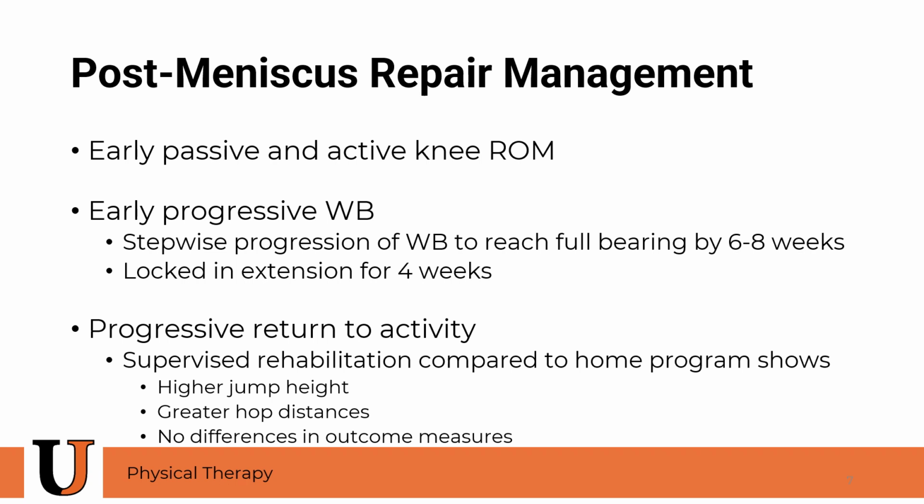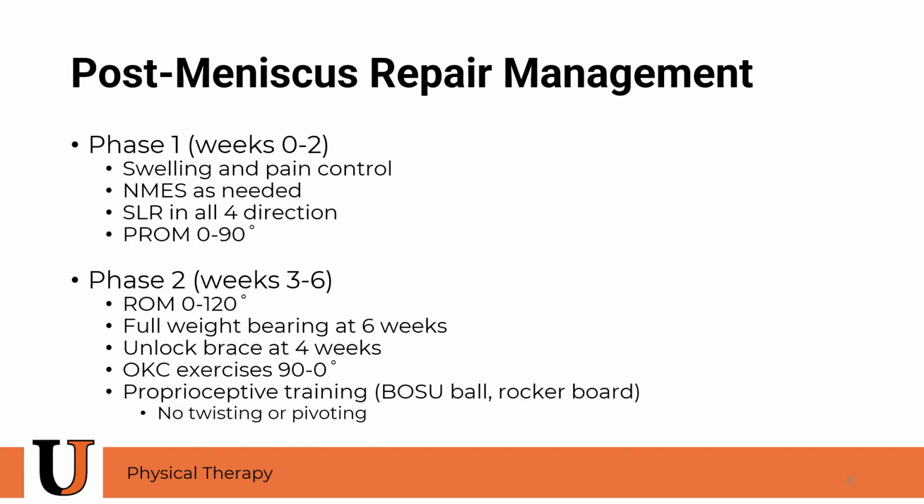And what we know on risk factors for recurring injuries is that if we don't accomplish all of these successful outcomes with our return to sport testing, our functional tests, that will increase the likelihood of these re-injuries. So it's important that we improve each of these, and that's why supervised rehab should be a priority following meniscus repair. Now we're going to look at a rehab protocol for post-meniscus repair.